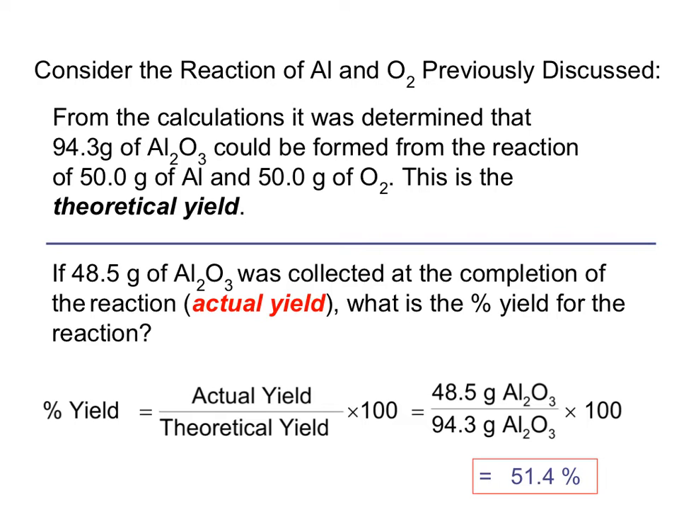And then if we wanted to go one step further and calculate a percent yield based on an actual amount of aluminum oxide formed, we can set up our percent yield equation of our actual amount. In this case, our experiment yielded 48.5 grams, divided by the theoretical yield we just calculated, multiplied by 100 to convert to a percent, for a 51.4% yield for this reaction.